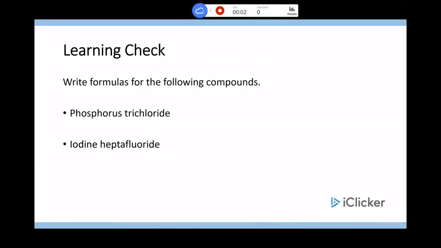Okay, another quiz. We're given the names now. Write the formula. We can't do subscripts in iClicker, so just write the number and assume in your mind that it's a subscript. You can't. Just put the number in.